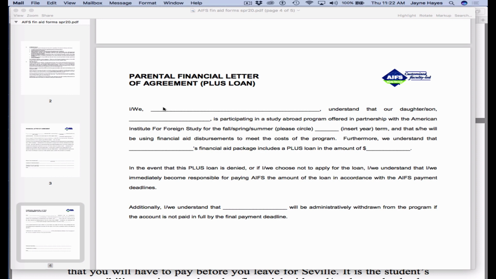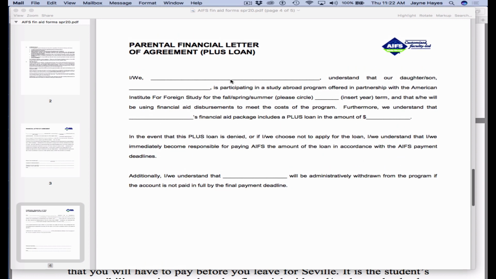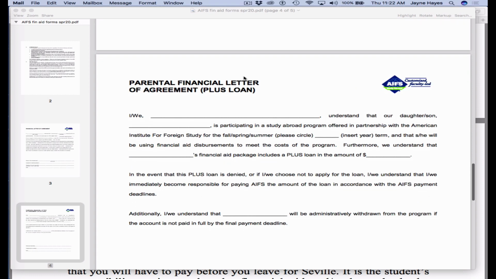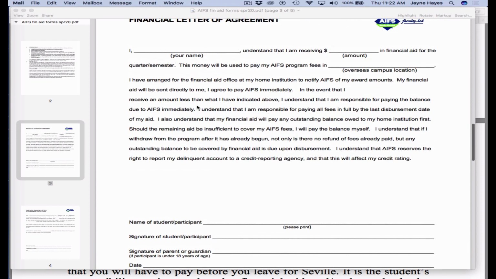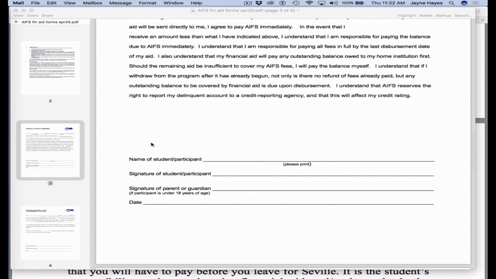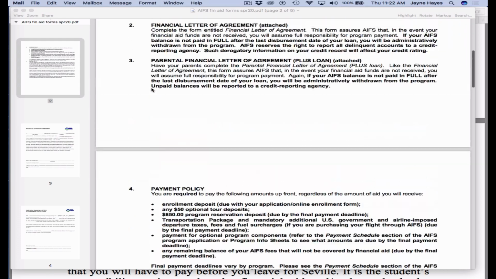Come into the financial office or contact Denise Luna, and she'll be able to tell you exactly how much you would be receiving. Again, it might tell you you're awarded a certain amount, but that's not necessarily exactly what you're going to get. And this page here is for the Parent Plus loan. So if you're not using a Plus loan, don't worry about this. You don't have to return it, but you do need to return this form here. So print it out, scan it, and return it to pcardenas@aifs.com.